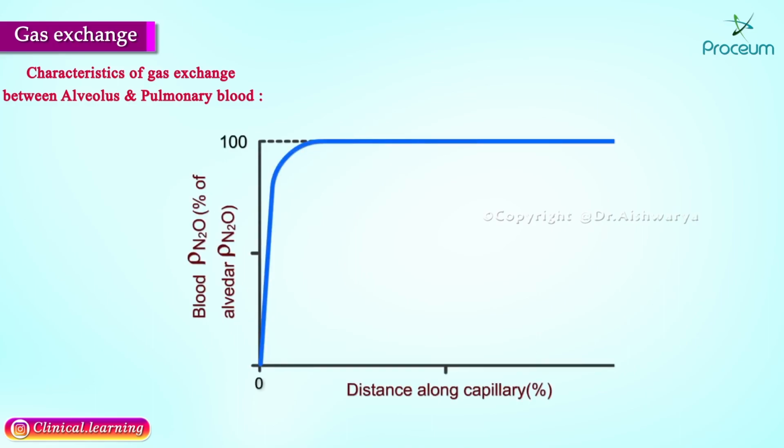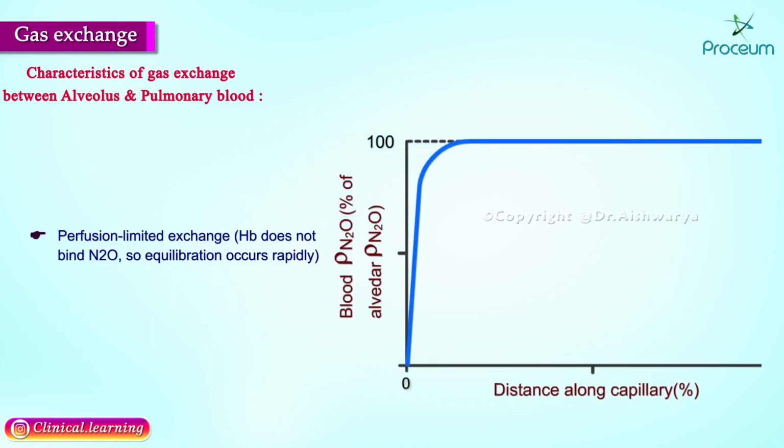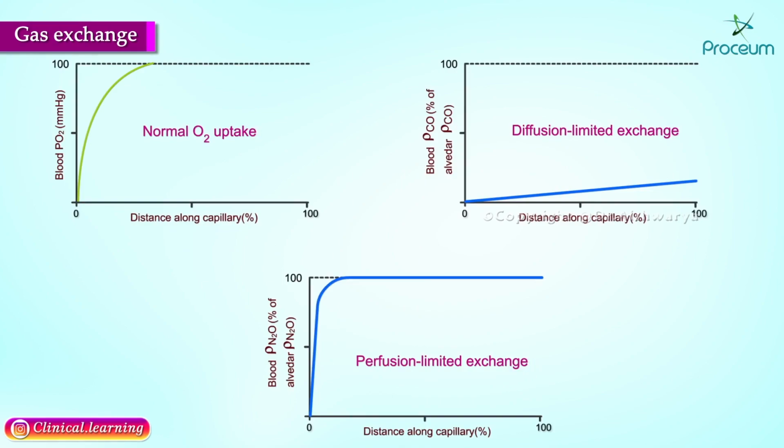And the third one is perfusion limited exchange. Here, if you see this graph, hemoglobin does not bind to nitrogen, so equilibration occurs rapidly. This is about the examples of limited gas exchange by means of these three graphs.